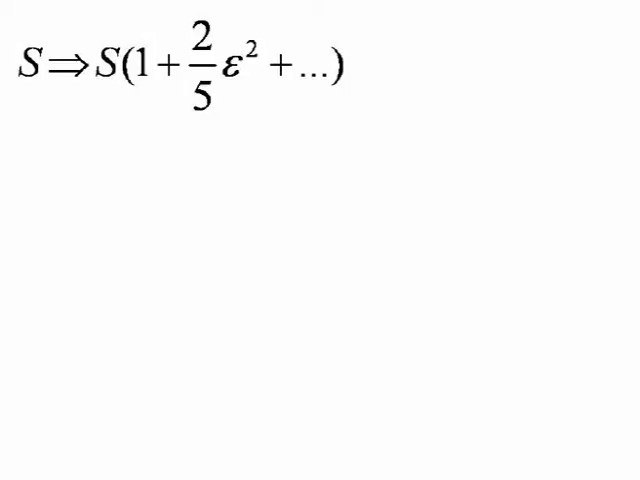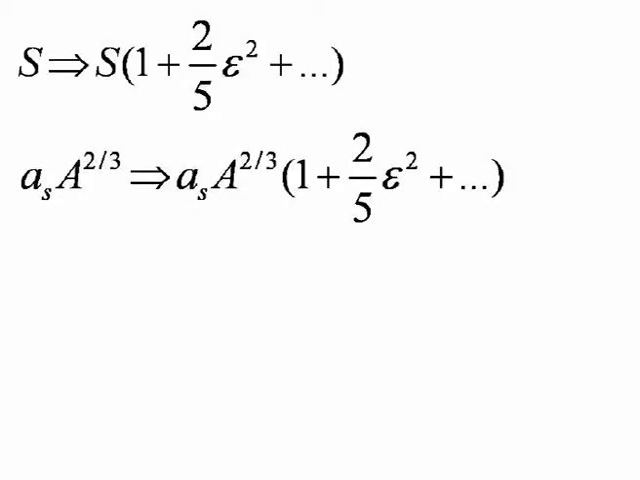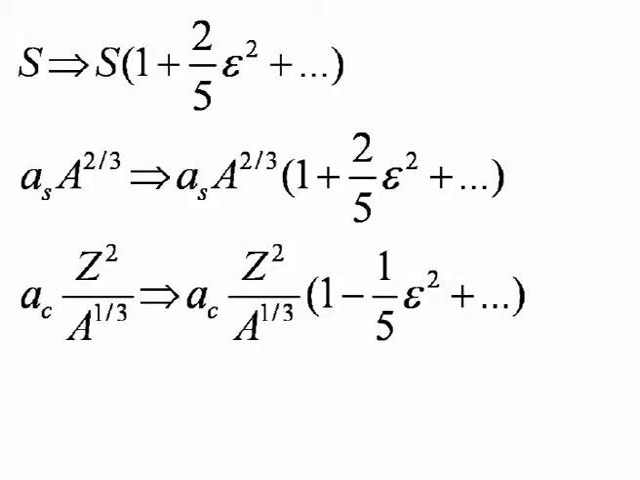So, the surface area becomes this much, and therefore, in terms of the surface energy, A s A to the power 2 by 3 will be multiplied by 1 plus 2 by 5 epsilon square. The area is increased by this much. Now, Coulomb energy, once again one has to make a tedious calculation. It will decrease because things are getting separated. So, this Coulomb energy becomes A c times z square by A to the 1 by 3, and then 1 minus 1 by 5 epsilon square.